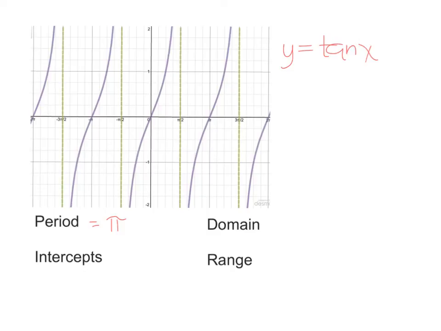Intercepts. Y-intercept. X-intercepts. Every pi. Oh, how do we say that before? N pi is how we said it before, where n is an integer. Or you could say something like plus or minus n pi, where n is a natural number, if that's what you're used to and that's what you want to say, that's okay.